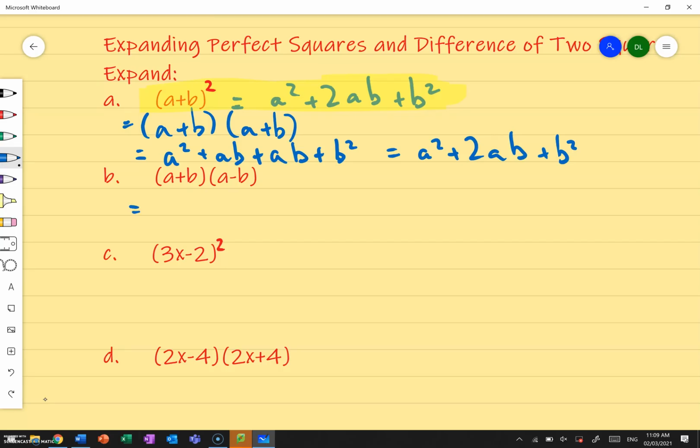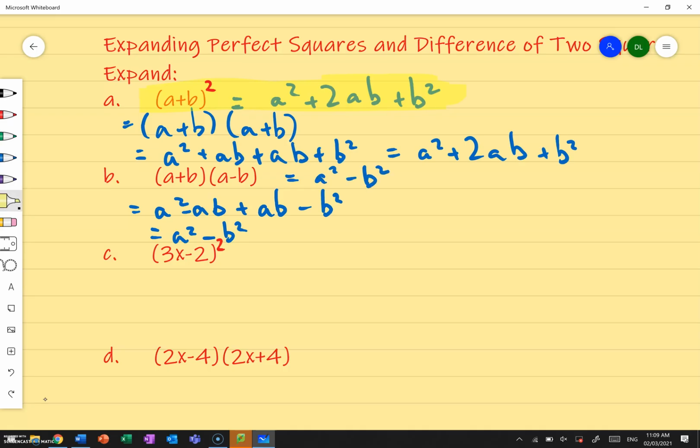So I've got A times A, so A squared. That's first. Outer, I've got A times negative B, so negative AB. Are we okay with that? Awesome. And the middle, I've got A times B. They're both positive, so I end up with positive AB. Multiply the last two, I get negative B squared, so positive B times negative B. If we simplify that, we end up with A squared, minus AB and plus AB cancel each other out, so minus B squared, and that is our second formula.